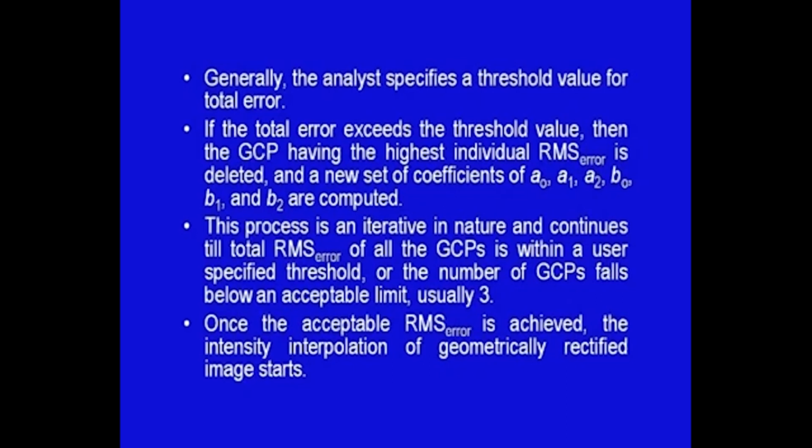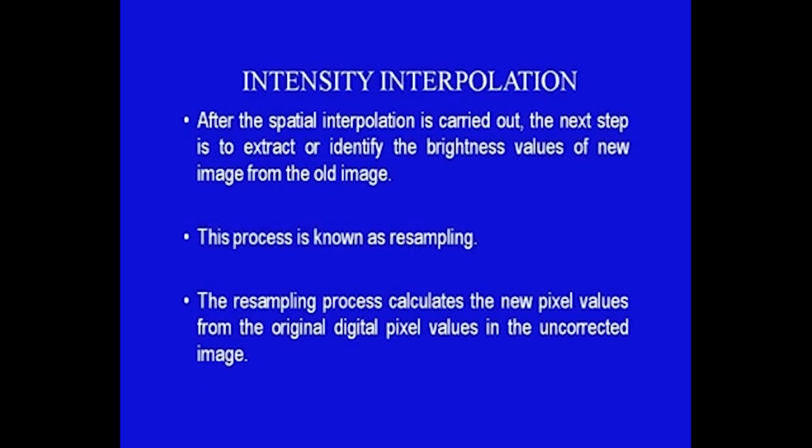Once the acceptable RMS error is achieved, the intensity interpolation of geometrically rectified images starts. So, now let us look at the intensity interpolation. After the spatial interpolation is carried out, the next step is to extract or identify the brightness value of the new image from the old image. This process is known as resampling. The resampling process calculates the new pixel values from the original digital pixel values in the uncorrected image.